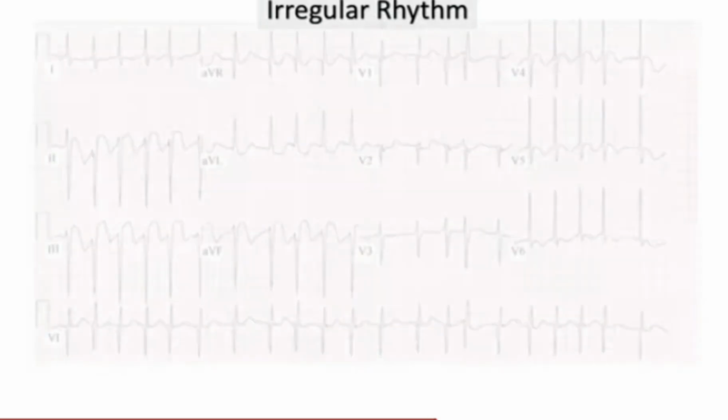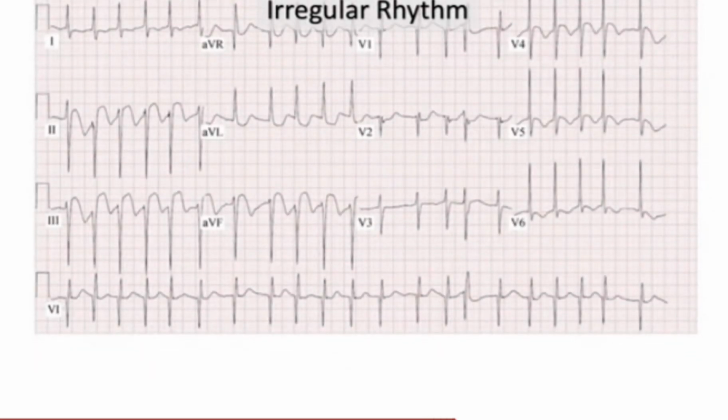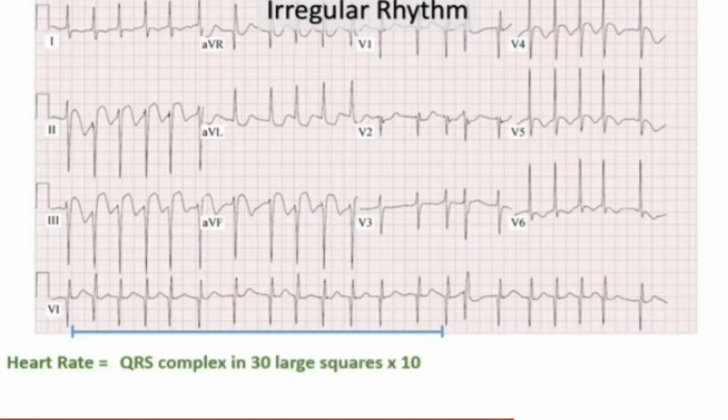In case of irregular rhythm, we have to calculate the number of QRS complexes in 30 large boxes, that is 6 seconds. So heart rate is calculated by the QRS complexes in 30 large squares multiplied by 10. Here there are 12 QRS complexes. So 12 multiplied by 10 is equal to 120 beats per minute, which is the heart rate in this patient.